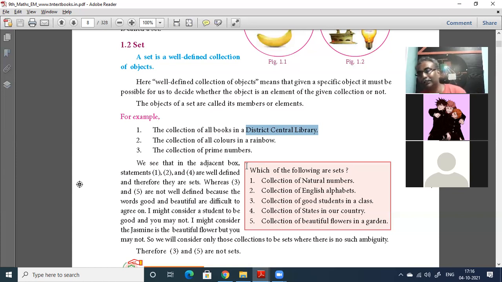Exactly. You cannot judge it also. They might change. One day they'll be good, one day they'll be bad, is one thing. The other thing is, how can you judge? Because good is a very subjective term. It is not an objective term. So that is why the definition is vague. If you vaguely define it, then it cannot be part of a set, the collection of good students in a class.